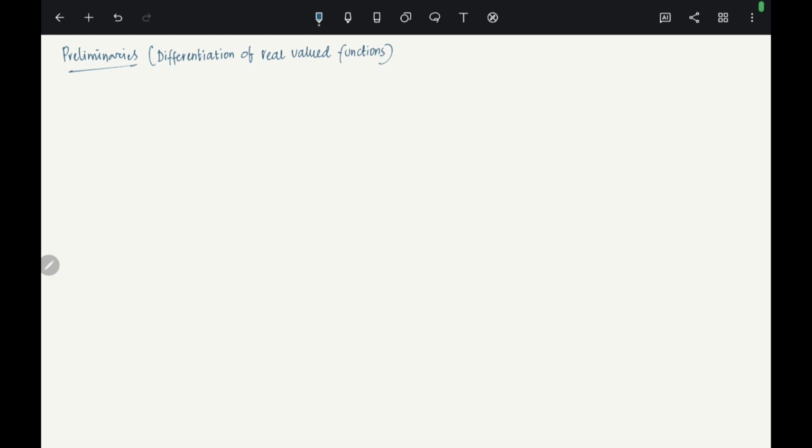Students, in this video we are going to talk about differentiation, the concept of derivative for a real valued function. So essentially I am assuming the function f is from omega to R, where omega is an open subset of Rn. This holds for any n greater than or equal to 1.